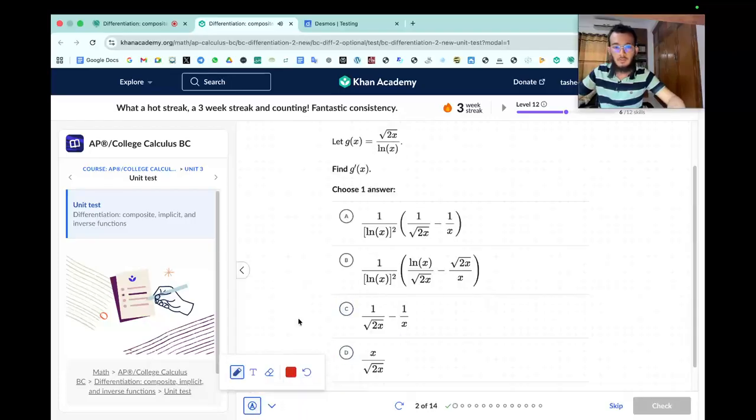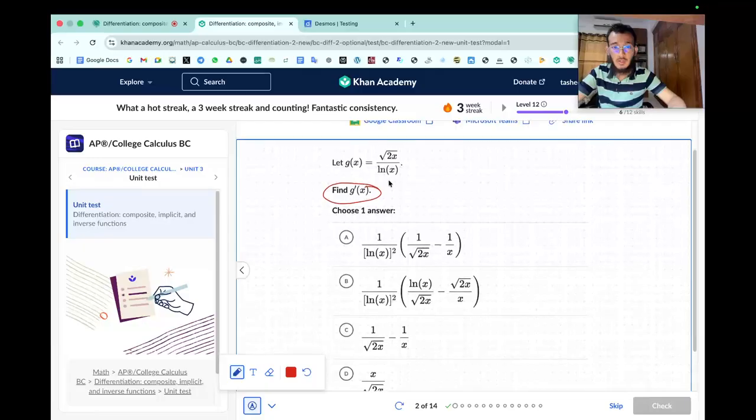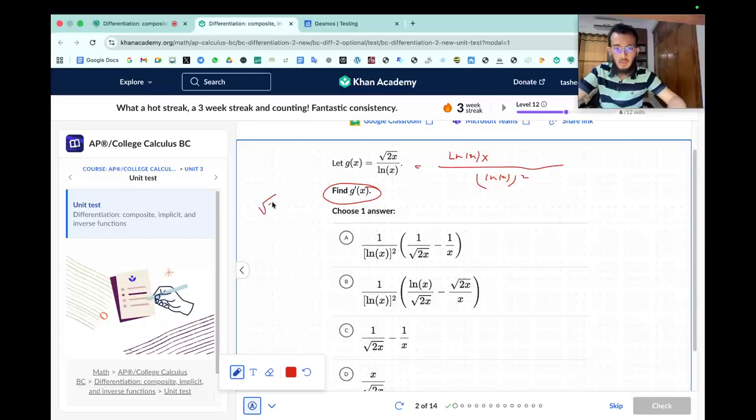Alright, so let g(x) equal root 2x upon ln x, and we are told to find g prime x. So this is the quotient rule, where we square the denominator and keep the denominator as it is, multiply it with the differentiation of the numerator. So root 2x is just root 2 times x to the power half.